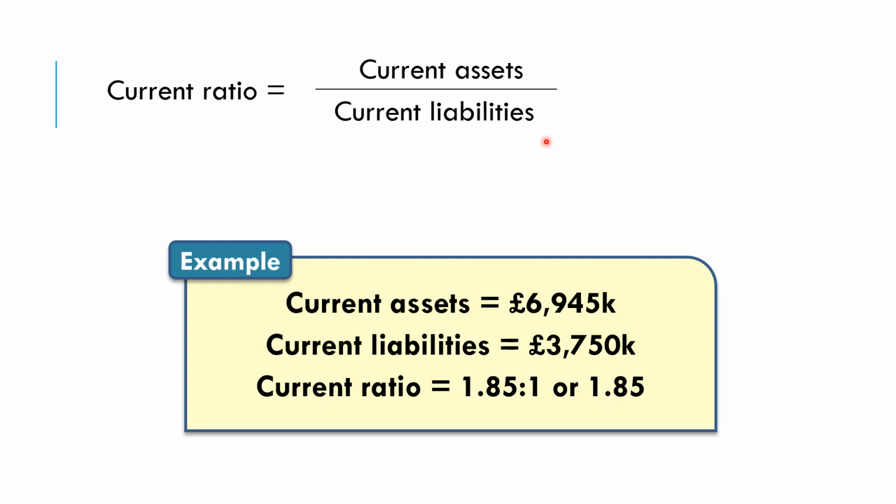So let's have a look at an example. The current assets, the assets the business owns that can be turned into cash within 1 year, including stock, are 6.9 million. And the current liabilities, the money the business owes, the debts it has to repay within 1 year, is 3.7 million. So what would be their current ratio? Well, 1.85 to 1, or 1.85, would be the solution here. And what does that mean? It means for every £1 the business owes or has to repay in the next year, they have £1.85 of assets to cover that within the next year.